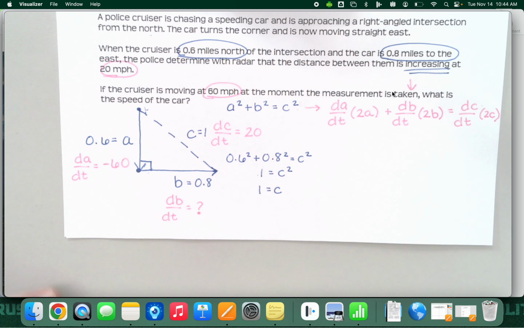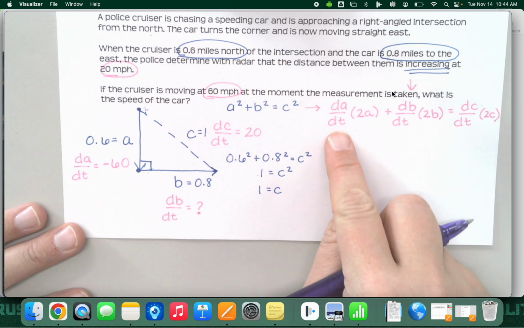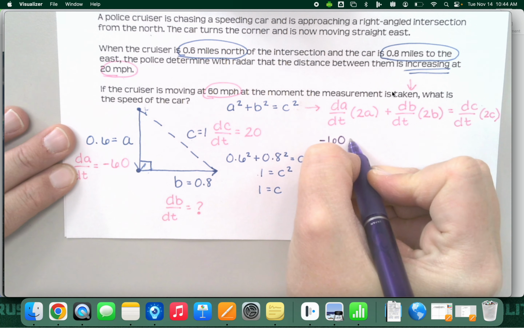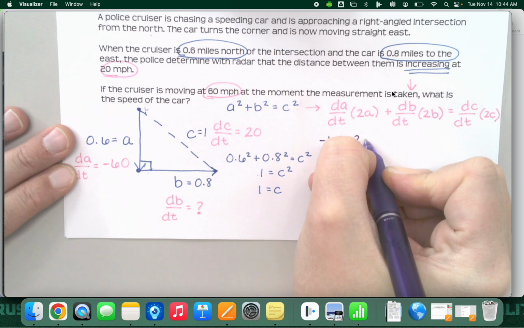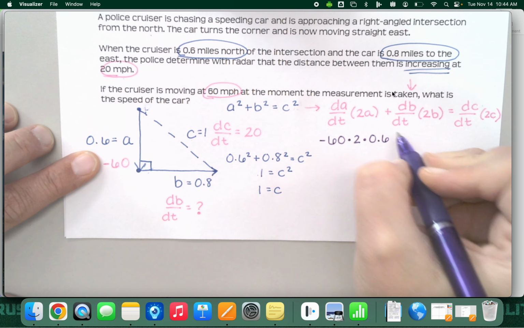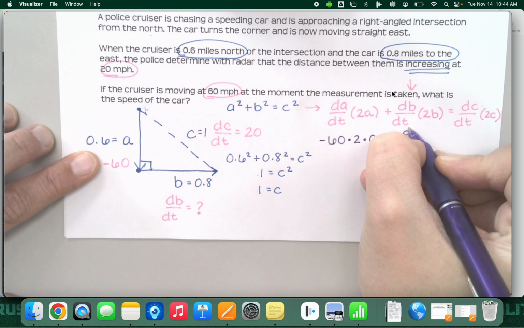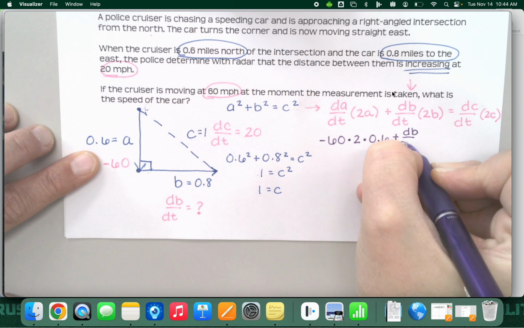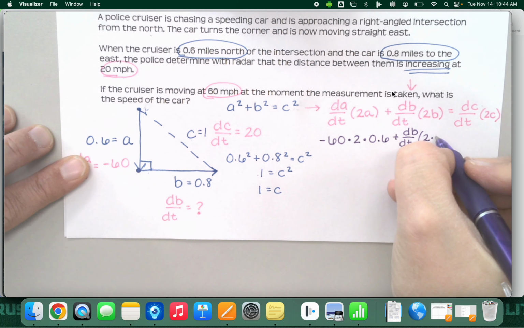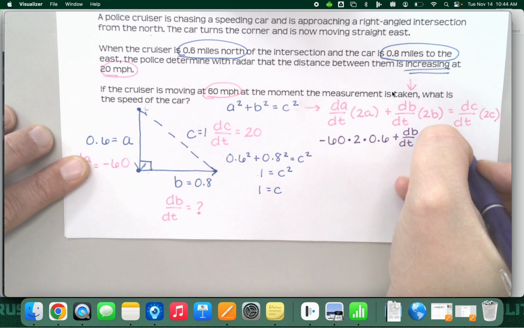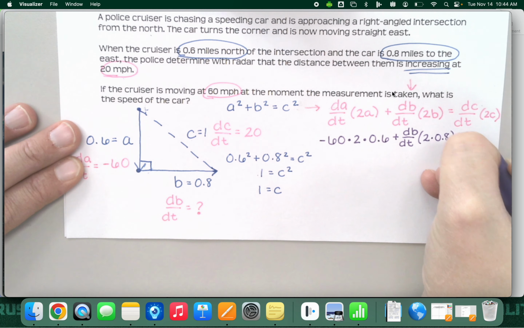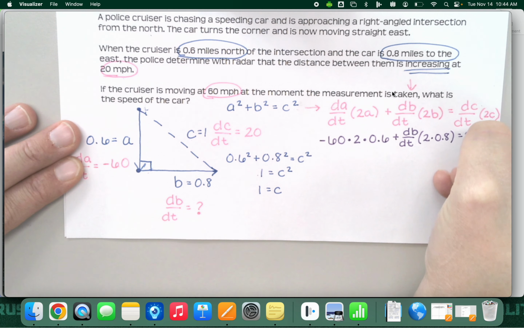Okay? And I'm going to fill in everything that I know. So dA dt is negative 60 times 2 times my A value of 0.6. Well, I hope I don't run out of space here. dB dt is my variable, and that's times 2 times my B value, which is 0.8. Okay. dC dt is 20, and then times 2, and then my C value is 1.